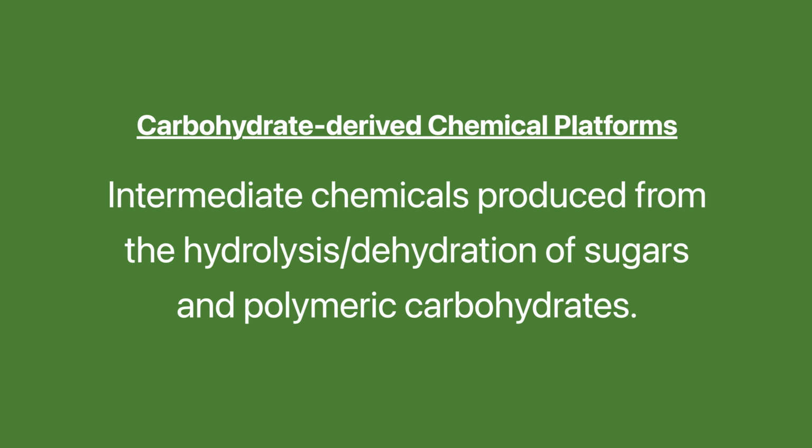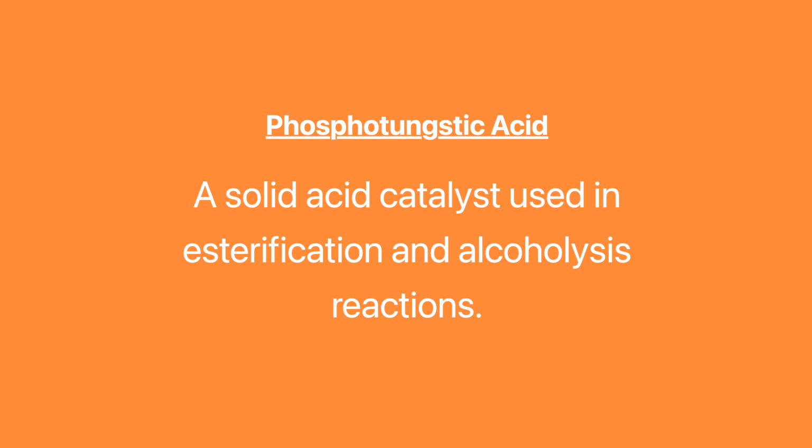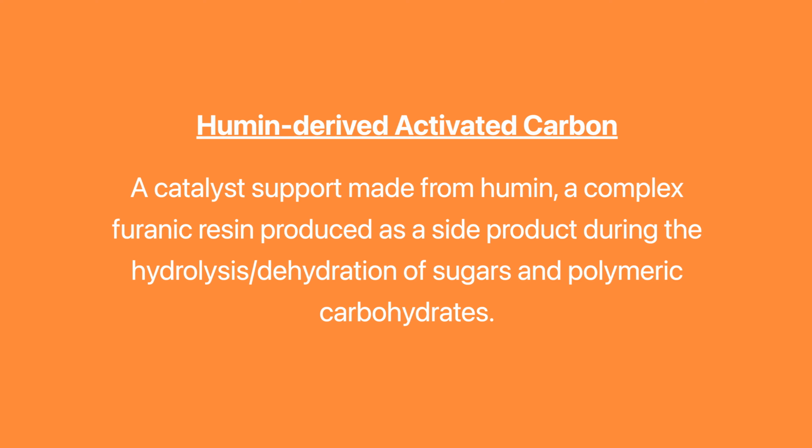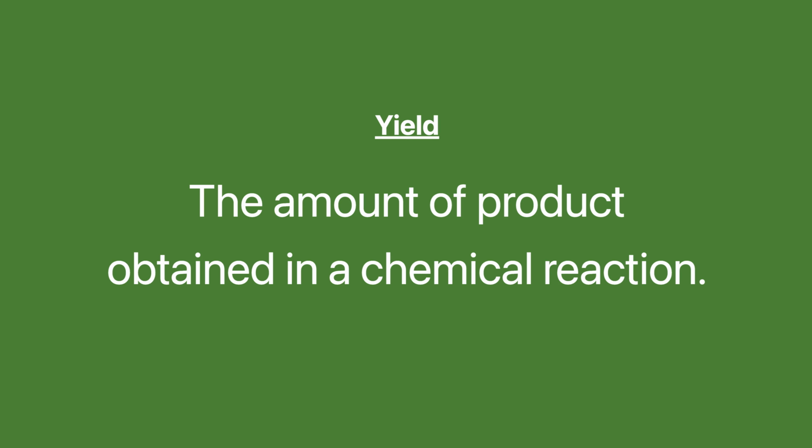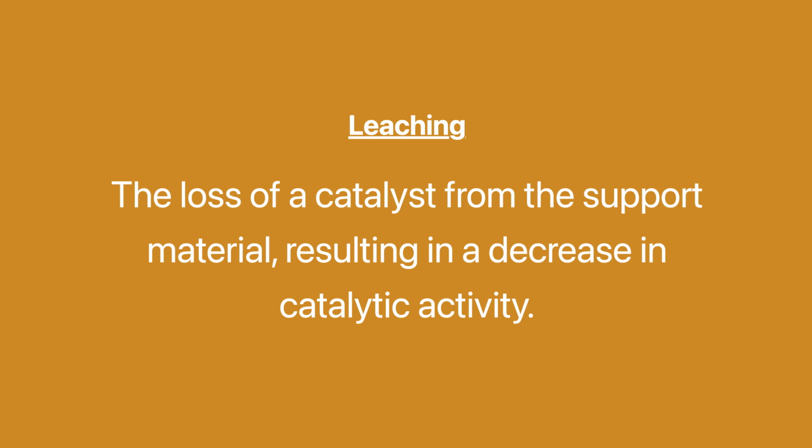Carbohydrate-derived chemical platforms: intermediate chemicals produced from the hydrolysis/dehydration of sugars and polymeric carbohydrates. Phosphotungstic acid: a solid acid catalyst used in esterification and alcoholysis reactions. Humin-derived activated carbon: a catalyst support made from humin, a complex furanic resin produced as a side product during the hydrolysis/dehydration of sugars and polymeric carbohydrates. Recyclability: the ability of a catalyst to be reused in multiple cycles of a chemical reaction. Yield: the amount of product obtained in a chemical reaction. Leaching: the loss of a catalyst from the support material, resulting in a decrease in catalytic activity.